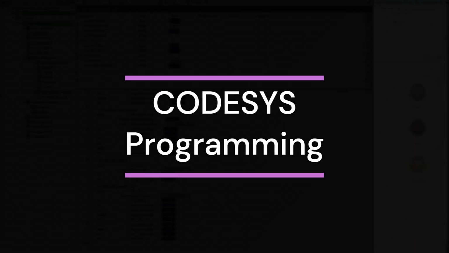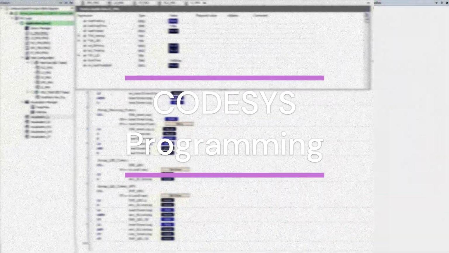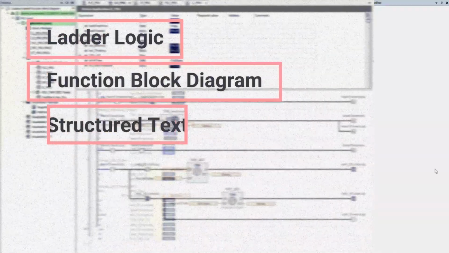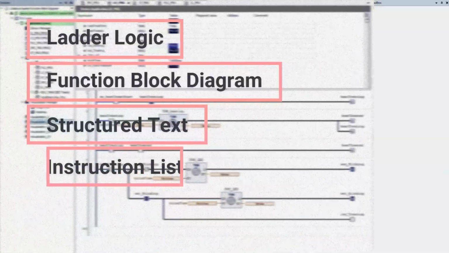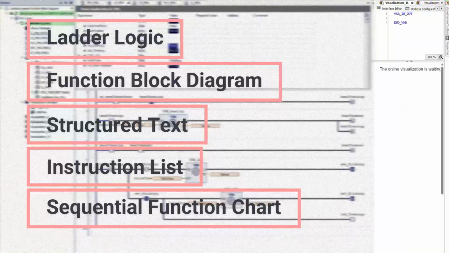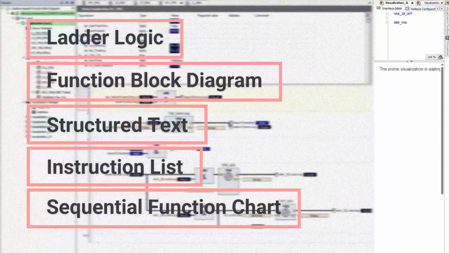Hi there. Welcome to this series on different PLC programming languages: ladder logic, structured text, function block diagram, instruction list, and sequential function chart. In this series, I'll demonstrate how to execute the same function across all these languages by simulating a simple heat treating process.